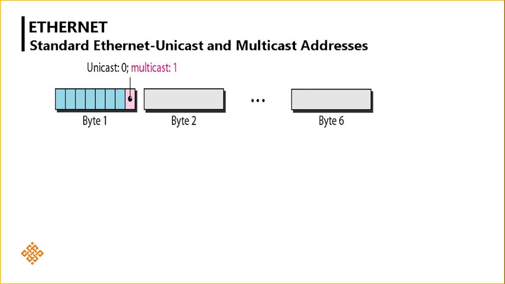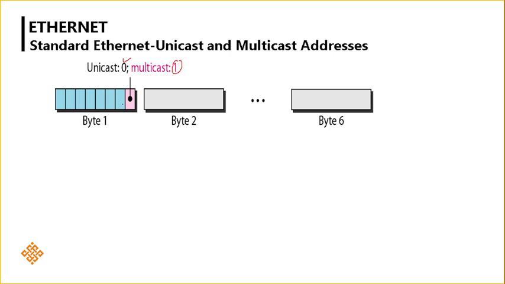Just by seeing the least significant bit, meaning the first bit of the first byte, there is no need to worry about the remaining bytes. If the least significant bit of the first byte is 0, we can directly say the data is going to unicast, meaning sending information to a single system. If the least significant bit is 1, then we can say it is multicast, meaning the information is being sent to a group of systems.